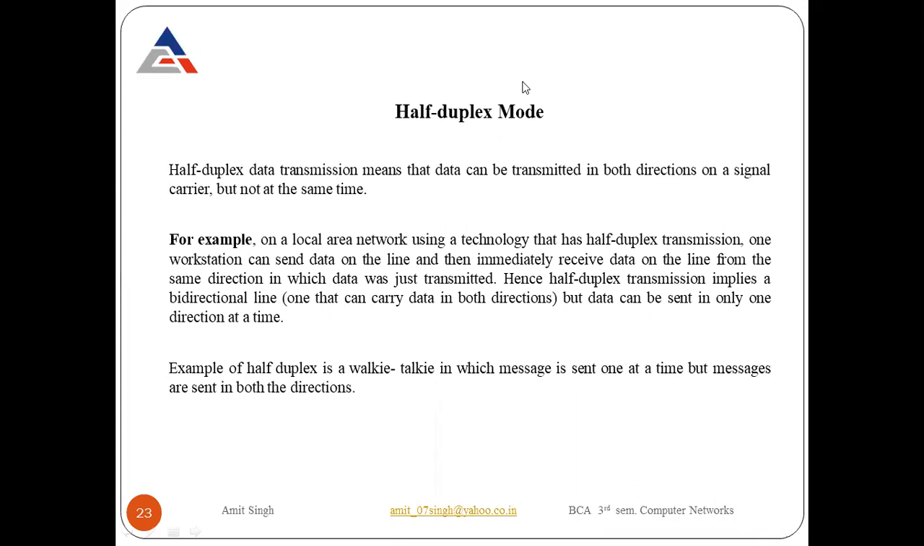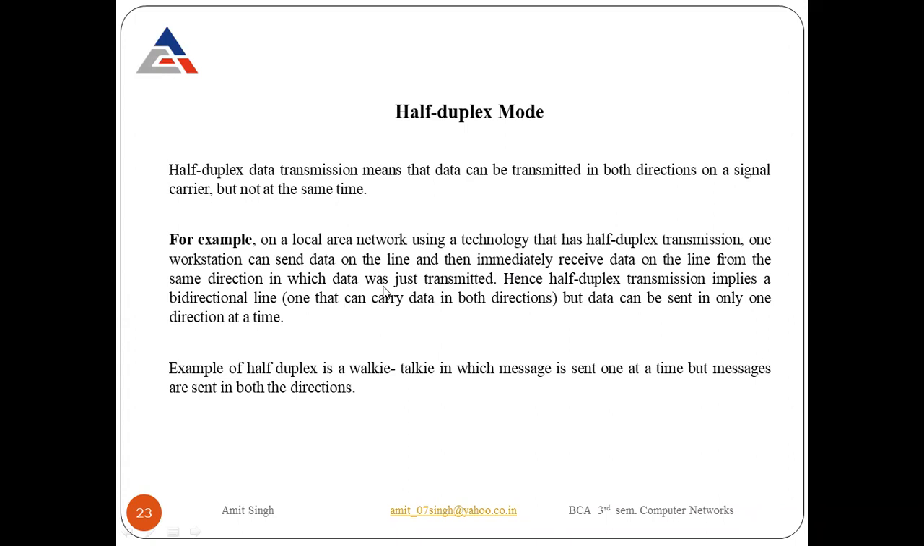For example, at time t1, system 1 sends the data and system 2 receives the data. At time t2, system 2 sends the data and system 1 receives the data. They both can send and receive data, but at different times. Clear? We have a small example on a local area network using a technology that has half duplex transmission. One workstation can send on the line and then immediately receive data on the line from the same direction in which data was just transmitted.